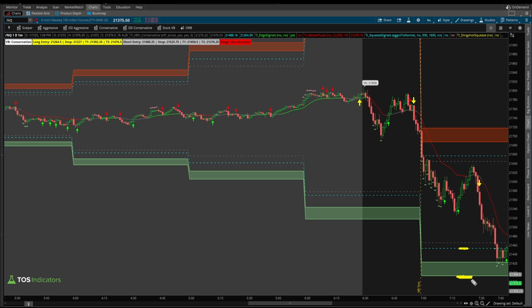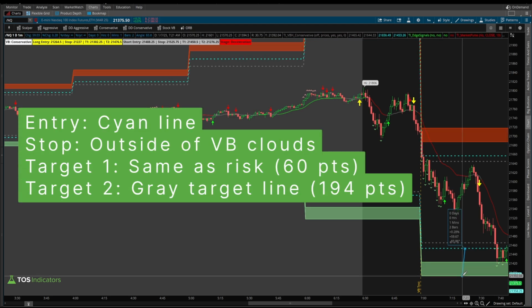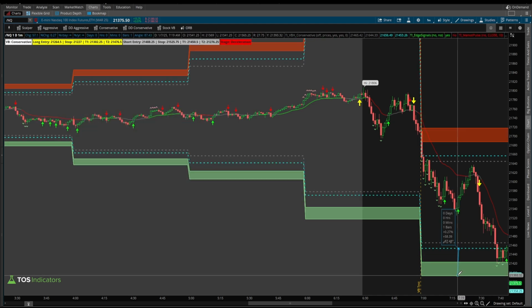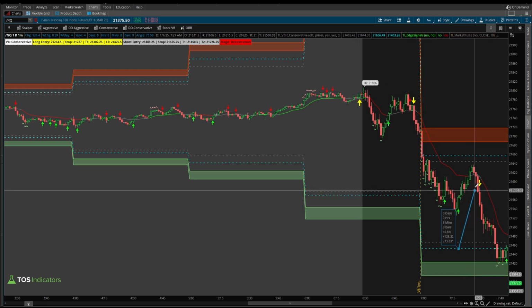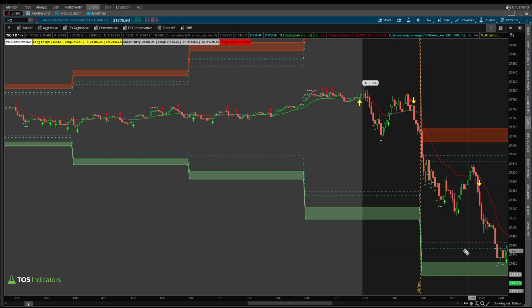Our stop is outside of our volatility box models. And the risk on this particular trade inside of the Nasdaq was actually a little bit less than what we had before, 60 points compared to the 65 we had before. Our first target is that same 60 points, and our second target is the gray target line, which in the case of the Nasdaq was a home run trade we were going for of 194 points.